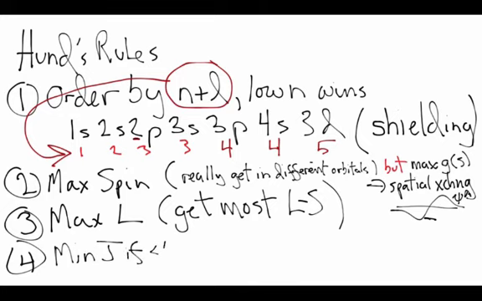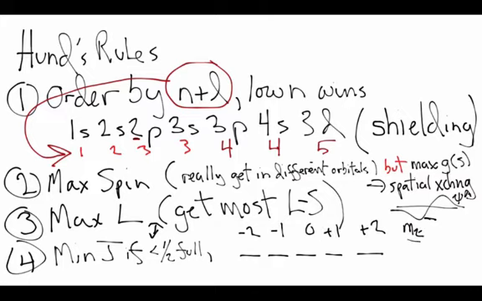The last thing that we do is, if the orbital's less than half full, then we minimize the total J value. So here's an example where we're looking at the d orbital. We always write them out like this. We write the 5 levels of the d orbital, and what we're really doing is writing m sub z going from -2 to +2 there.